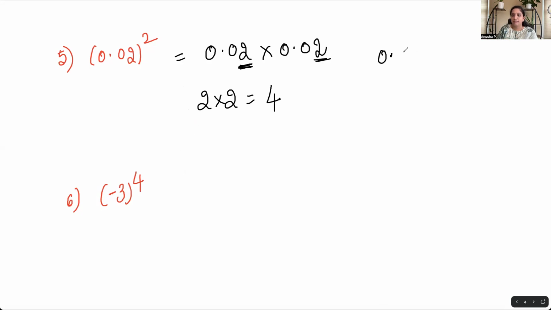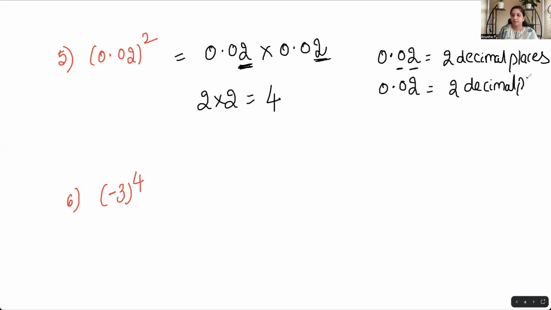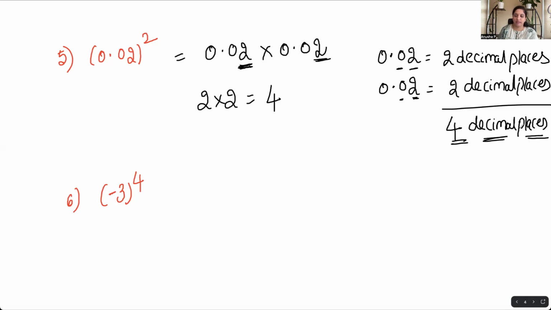Okay. Now in 0.02, we have 2 decimal places. What do you mean by a decimal place? After the decimal point, if you have 2 digits, we are writing 2 decimal places. Again, 0.02 has 2 decimal places, because after the decimal point we have 2 digits. So if you add together, it is 4 decimal places. Okay, we have 4 decimal places, right?